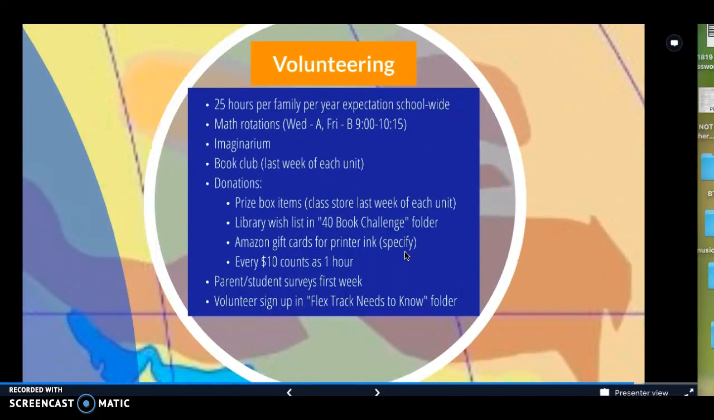Volunteering, it's just a school-wide expectation that families volunteer at least 25 hours a year. I do have math rotations most weeks, not all, Wednesdays for A-Track and Fridays for B-Track. I do have a volunteer sign up in the Flex Track Needs to Know folder. And then here are some other ways that you can earn your volunteer hours.